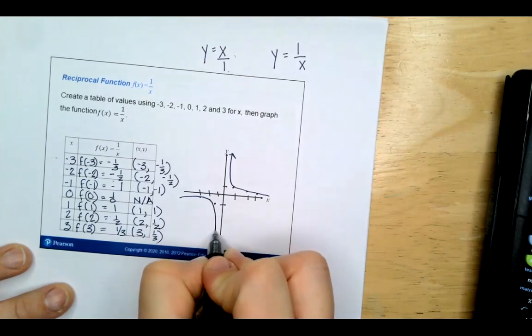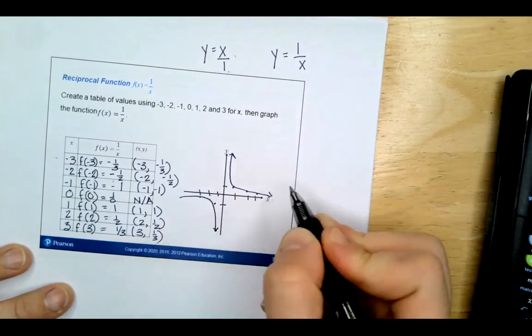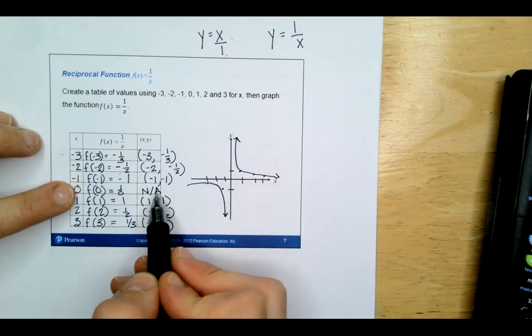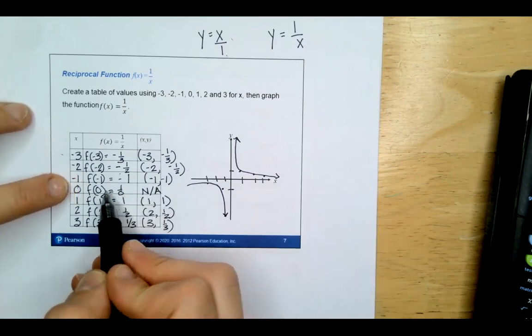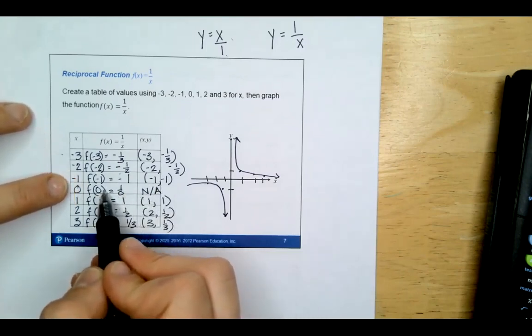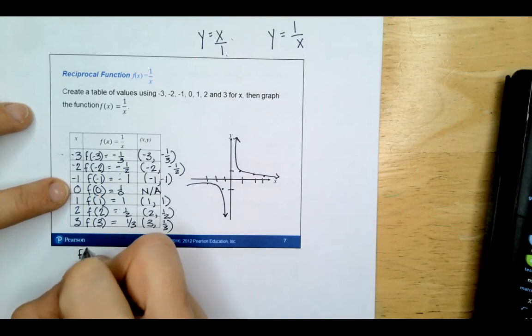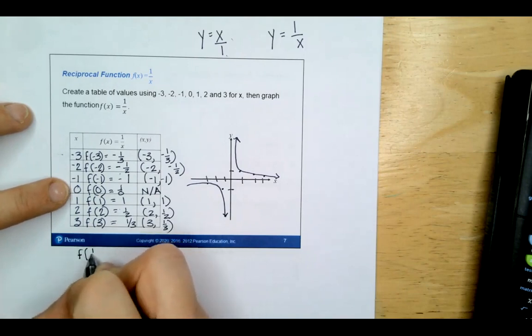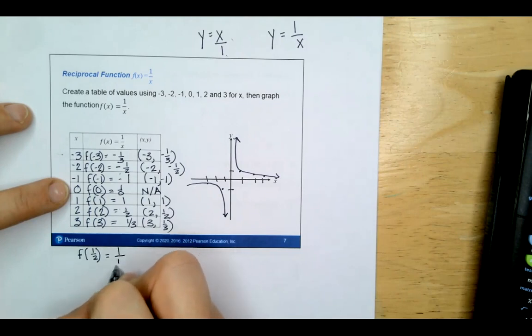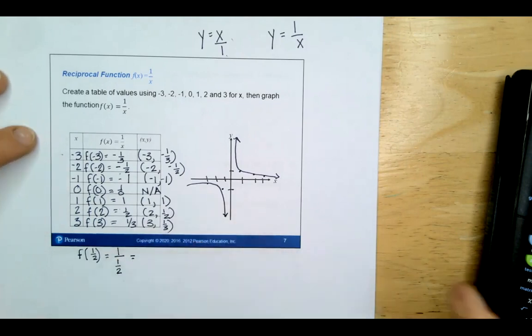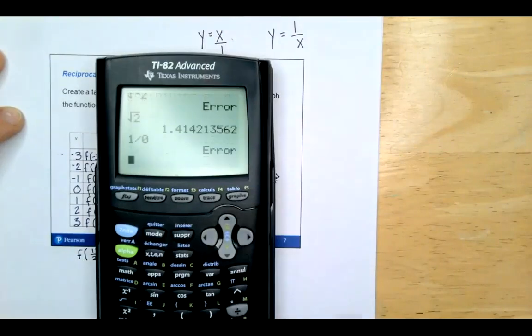You might be wondering, how do you know though that it goes up? Because if you get something that cannot be graphed, you can also take something close to that number and say, well, what is it doing right next to f of 0, right? So if x was 1/2, then we would say 1 divided by 1/2 is 2.